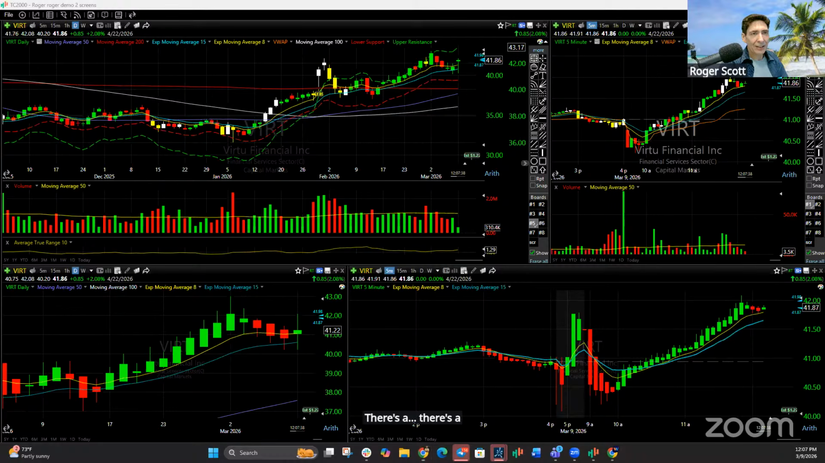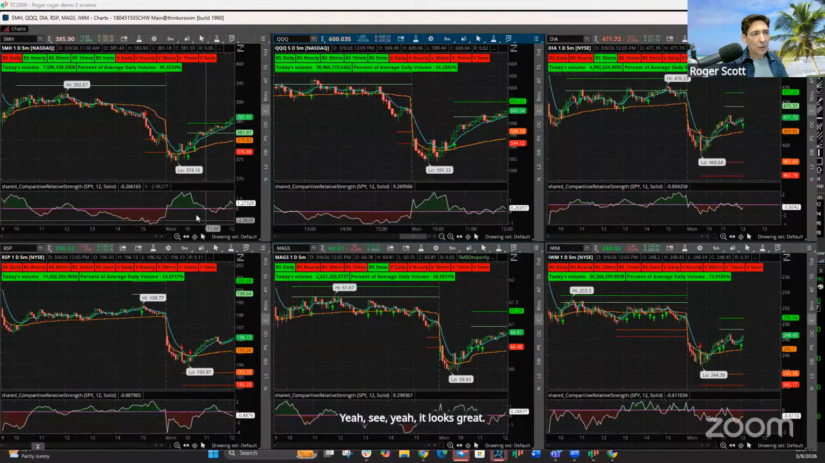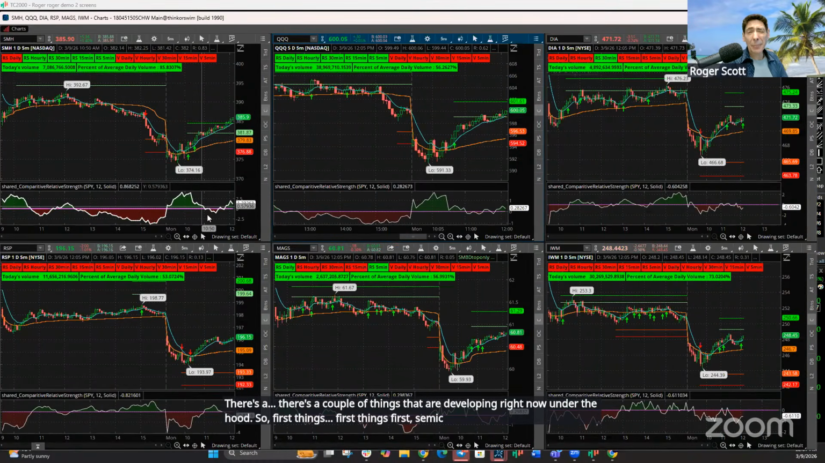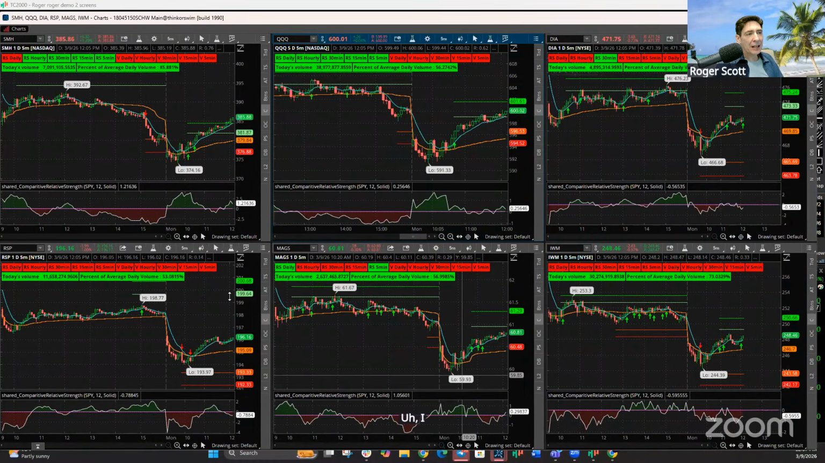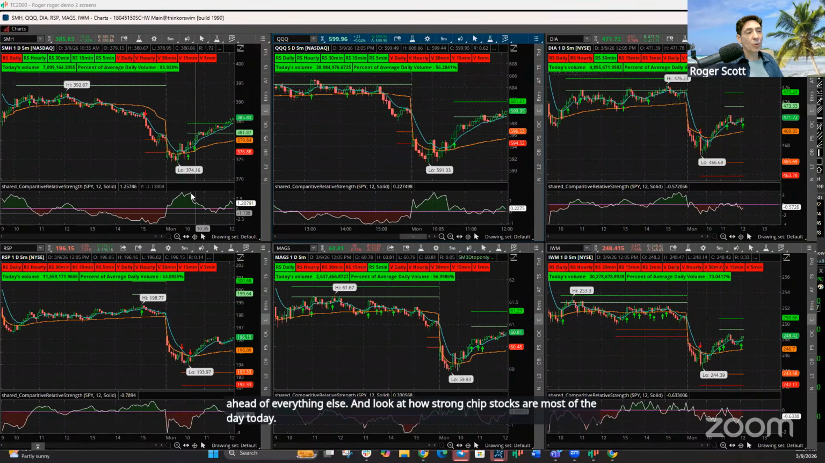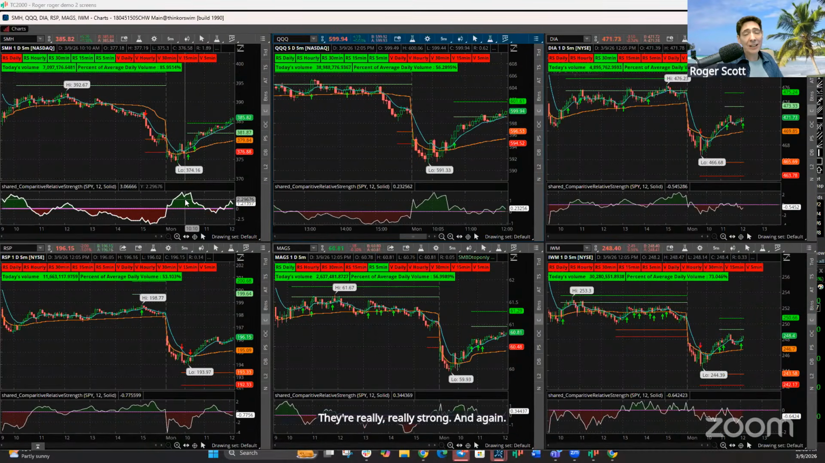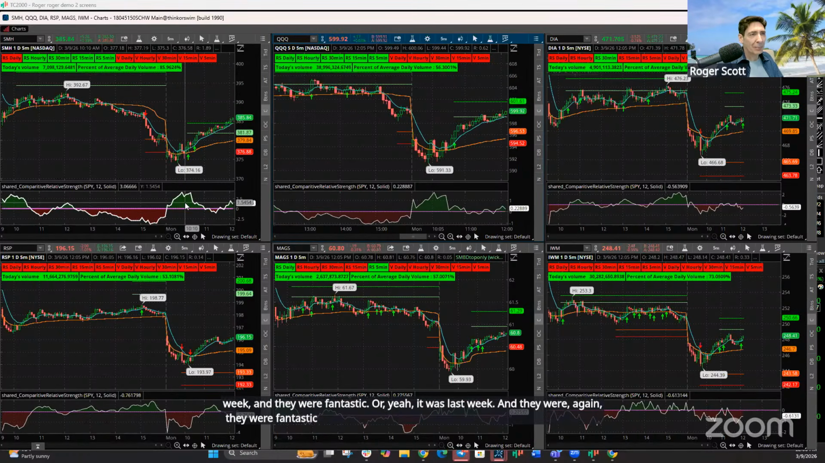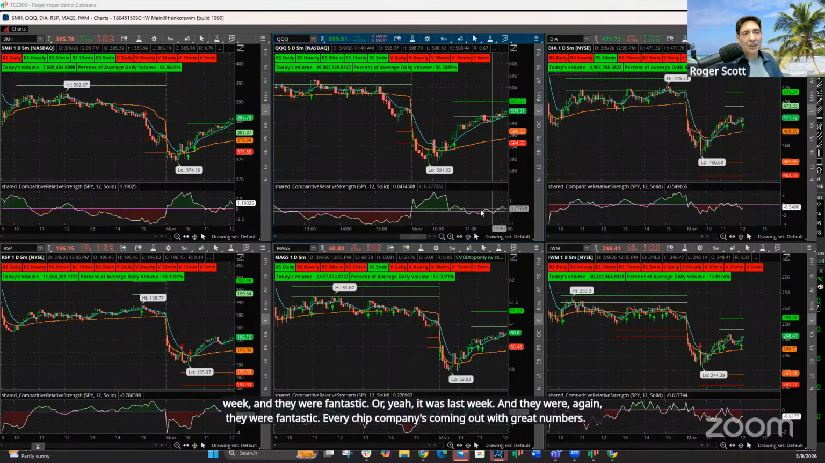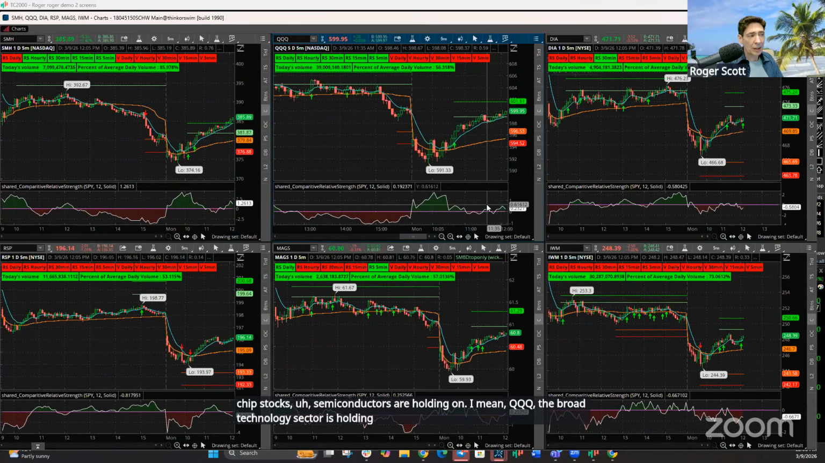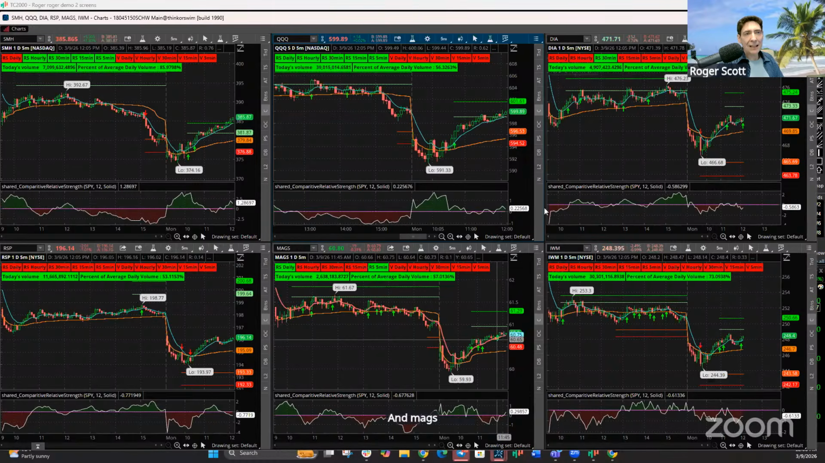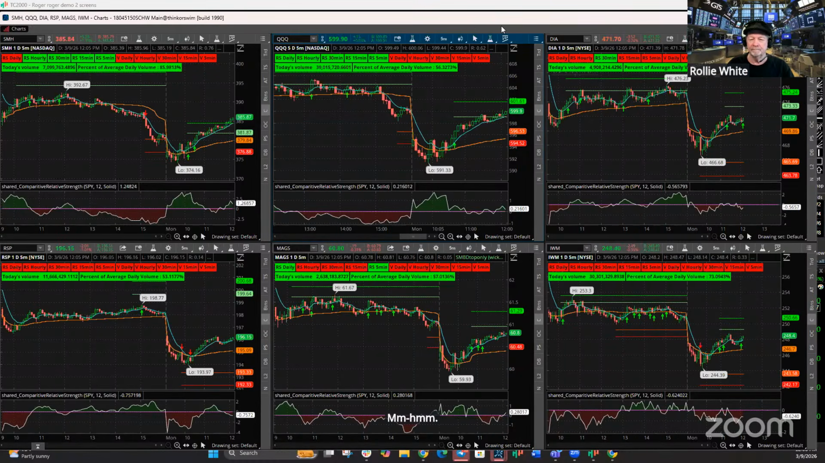There's a couple of things that are developing right now under the hood. So first things first, semiconductors. Remember, semiconductors and mags started this descent ahead of everything else. And look at how strong chip stocks are most of the day today. They're really strong. And again, Marvell came out with earnings last week and they were fantastic. Every chip company's coming out with great numbers. Chip stocks, semiconductors are holding on. I mean, QQQ, the broad technology sector is holding on really well. And mags are starting to come back up. So that's one thing that looks very positive.